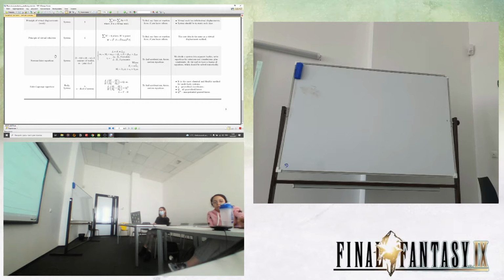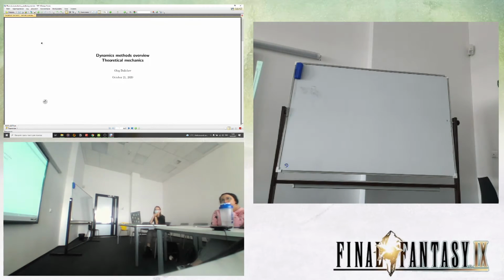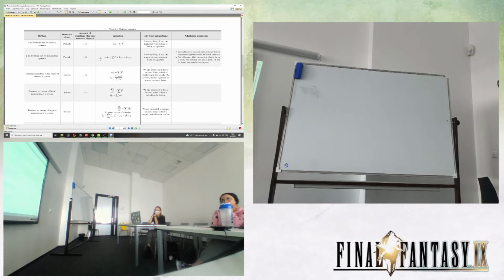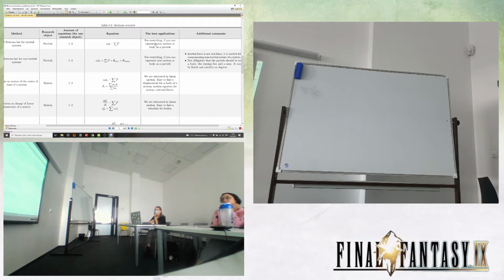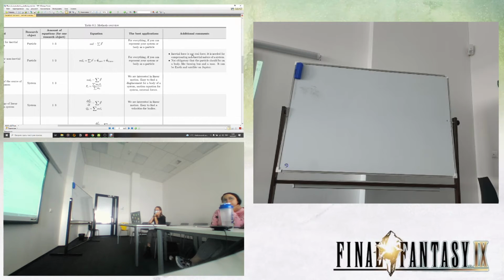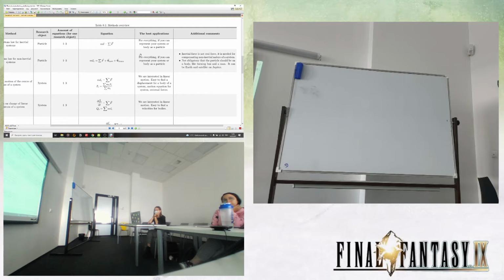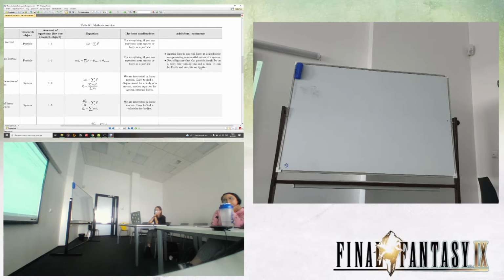To sum up, most of the tasks, relatively simple tasks, can be solved using either Newton-Euler equations or Euler-Lagrange. For instance, Gazebo uses an enhanced version of Newton-Euler, mostly because it's a numerical solution. Then the applications where it can be used. So for instance, for today we're talking about particle. For everything, if you can represent your system or body as a particle. And additional comments. Like today we are talking about inertial and non-inertial system, and what does it mean, non-inertial system?